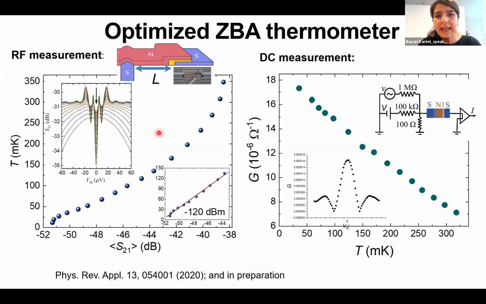So here I showed the data for the optimized distance, because we had different distances, starting from half a micrometer down to 50 nanometers. This distance here is about 50 nanometers, which is the best for us, because lower than this is very difficult to make, and higher than that we lose the sensitivity. In the RF setup, you can see that we have a good calibration, and it is also possible to measure in the DC setup, and then we have a super nice linear calibration down to very low temperatures. So now we have the setup.